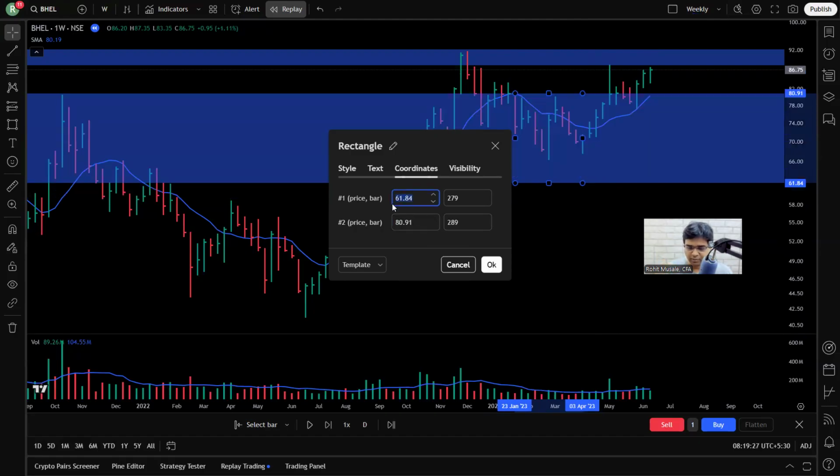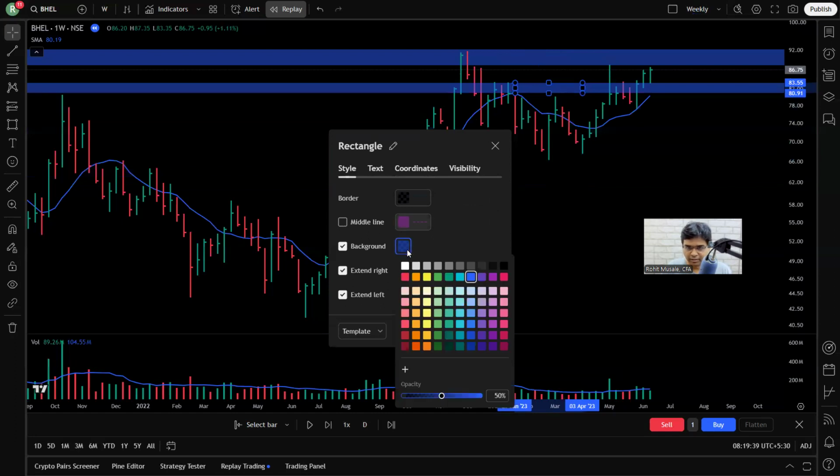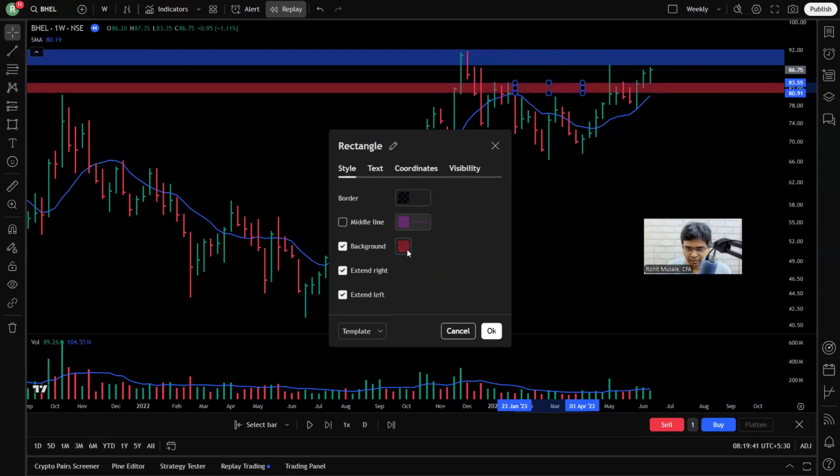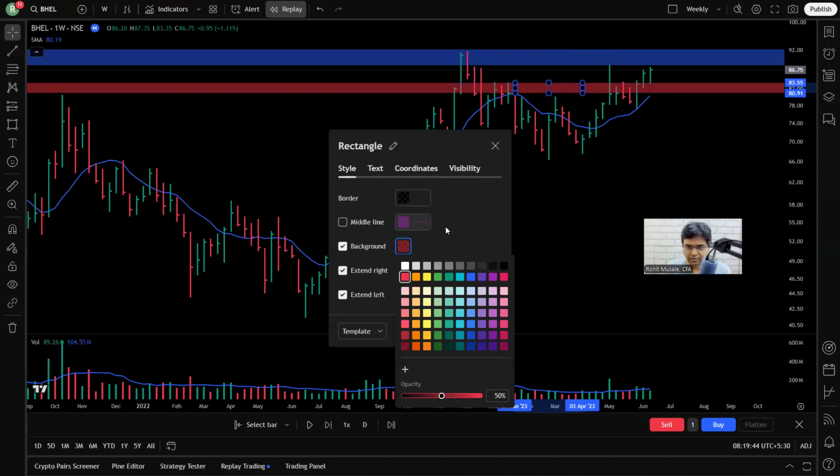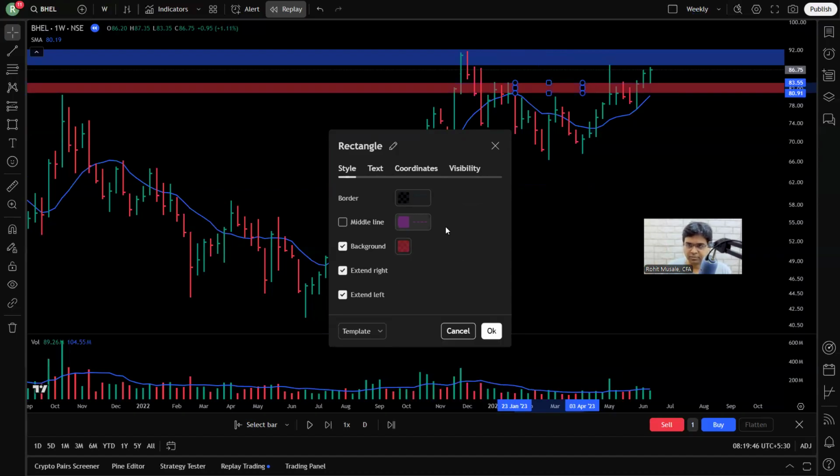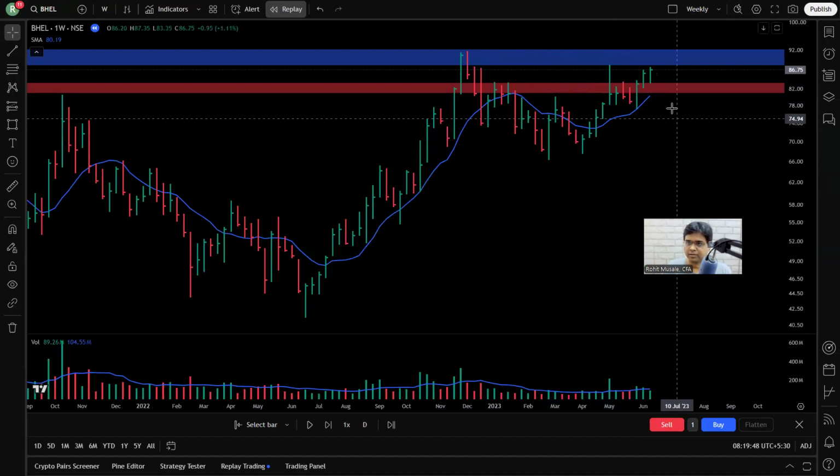So this becomes 80.91. Then this is 5% below the pivot point. So 95% of 87.95, which is 83.55. So that's the stop loss. Then the color that you will give is red color, and make sure it is 50% transparency. I click here. See, that's your stop loss range. That's your buying range. So when the price enters this zone, you start buying.